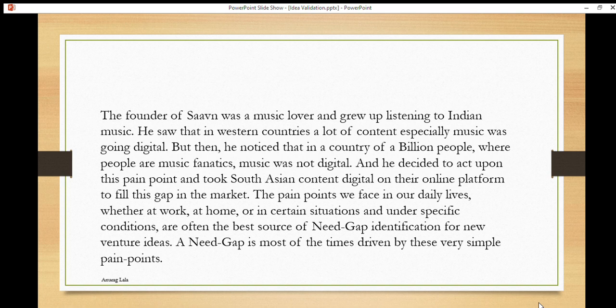The pain points we face in our daily lives, whether at work, at home, or in certain situations and under specific conditions, are often the best source of need gap identification for new venture ideas. The need gap is most of the time driven by these very simple pain points. So, as a startup, you have to understand the need gap, the gap which is there in society, and you have to fill that gap accordingly. That gap must have some need, meaning people want this problem to be solved, and you as a startup founder have to solve that problem so that the gap will not be there, and that gap must have some significant business opportunity. This is the definition we had seen in the past videos as well.